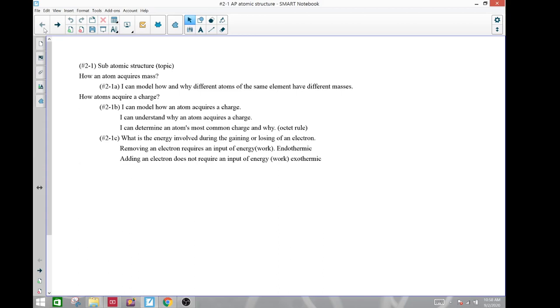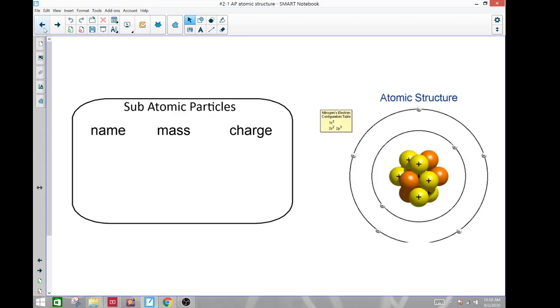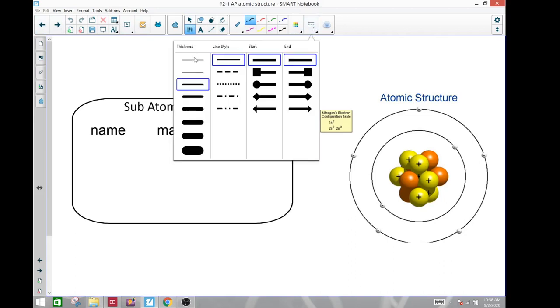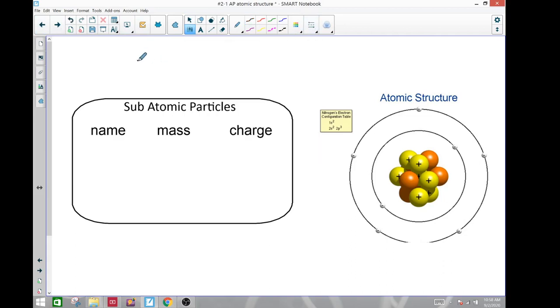So, these are our standards. This is standard 2-1, and there's a few different variations of it as we move along. But subatomic particles. All right, so again, some of you know a lot of this information already, and we're just going to be filling in some of the gaps, hopefully reinforcing a few things here. All right, so name. We've got a proton.